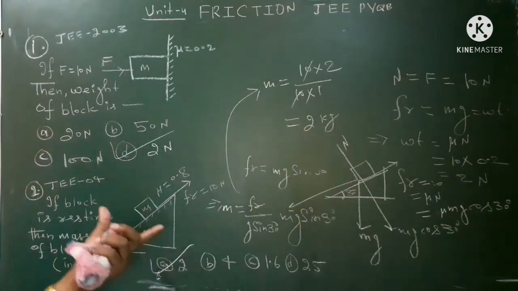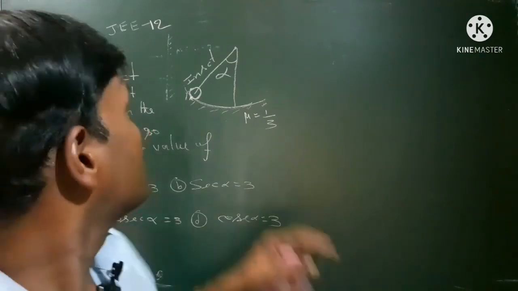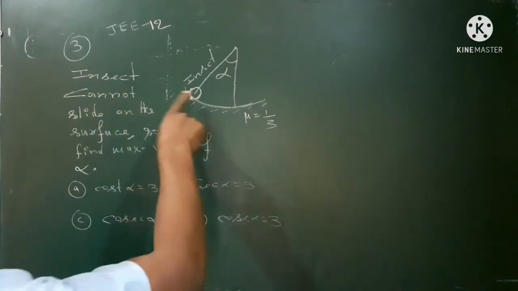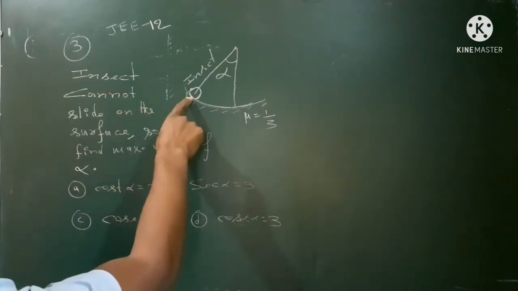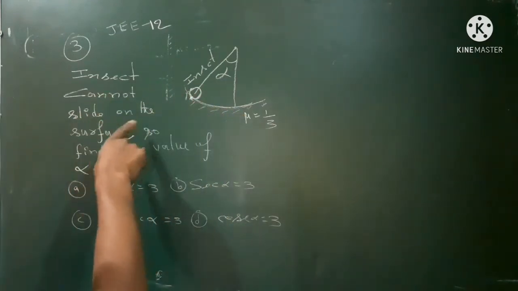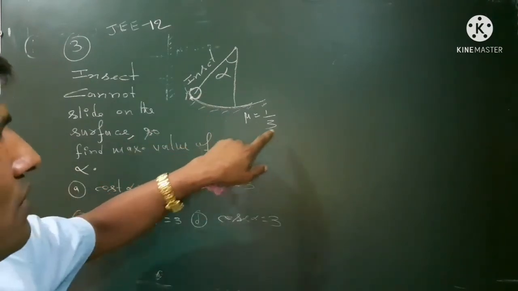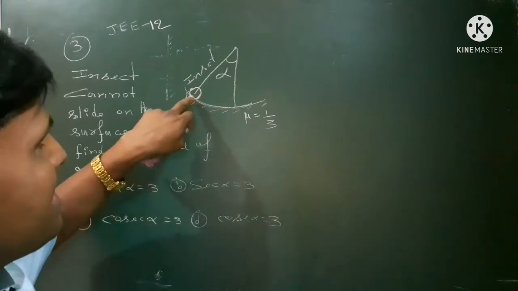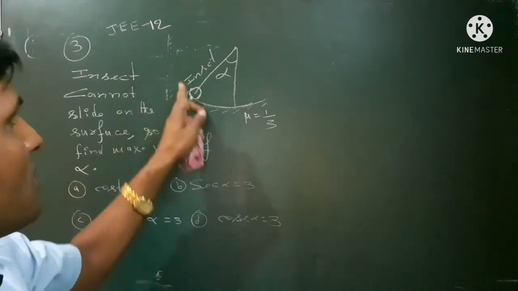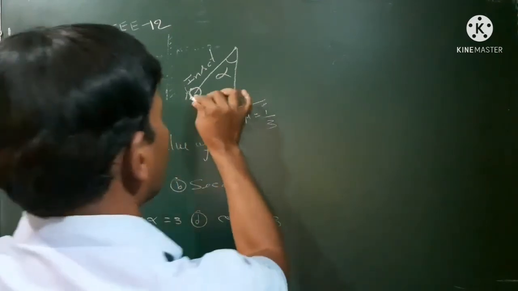These two questions are of medium level. Now the third question we will see is from JEE 2012. There is an insect on a hemispherical surface, and the insect cannot slide on the surface. Find the maximum value of alpha. Mu is given as 1/3. Here the insect can't slide, so it is in equilibrium, and the force of friction is balanced by the component of the force of gravity.